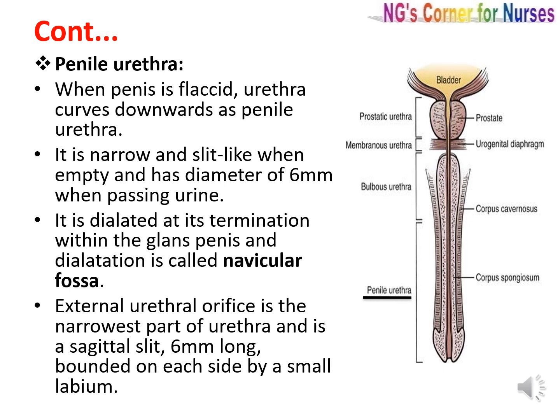External urethral orifice is the narrowest part of urethra and is a sagittal slit, 6 millimeter long, bounded on each side by a small labium.